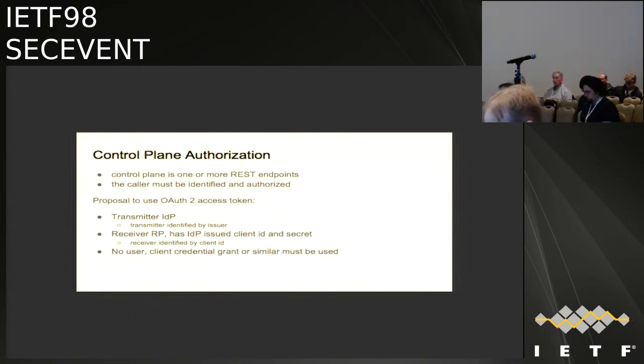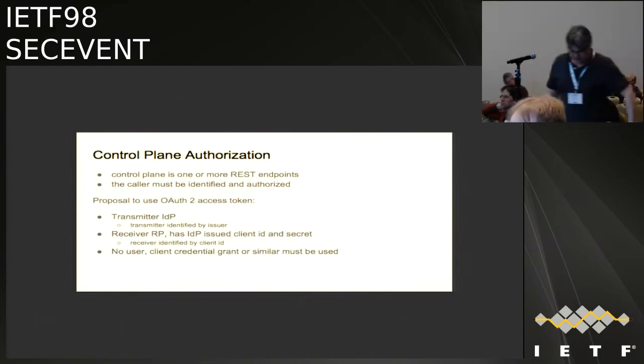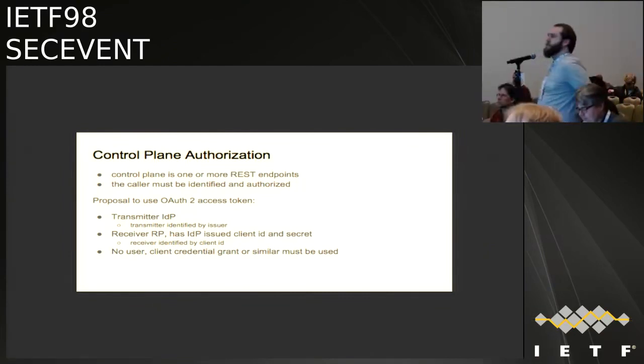Another thing which is not solved right now is the control plane authorization. The control plane is basically a set of one or more REST endpoints, and the caller must be identified and authorized. I think it was mentioned until now that we probably should use OAuth2 and access tokens, in which case the transmitter is an IDP, the receiver is an RP, and it has a client ID and secret issued by the IDP. Then the receiver can get access tokens and use them on the control plane. Again, it's not clear. Maybe this should move to the risk profile and allow each profile to deal with authorization on its own. It needs to be solved in some way.